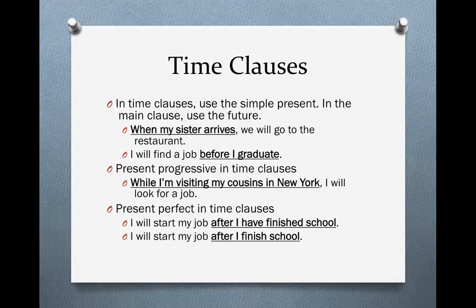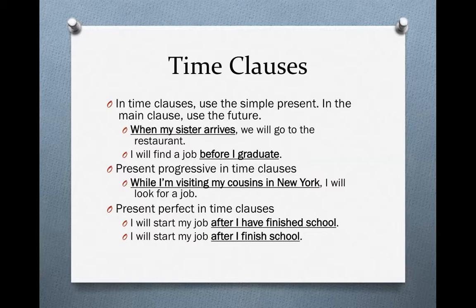The next sentence, I will find a job before I graduate. The time clause is before I graduate. Of course, this event is in the future. I haven't graduated yet. But because of the word before, we understand that graduation is in the future, so we don't need the future tense, so we use the simple present. In the main clause, we do use the future tense. I will find a job.